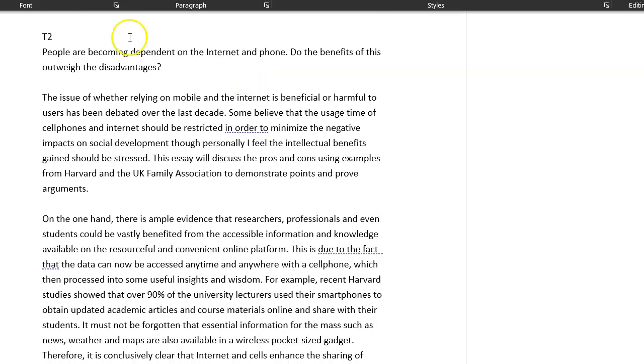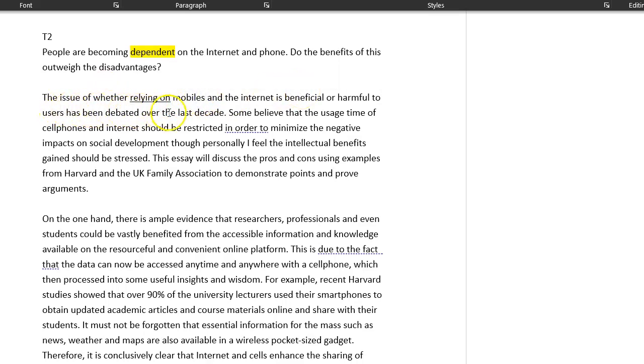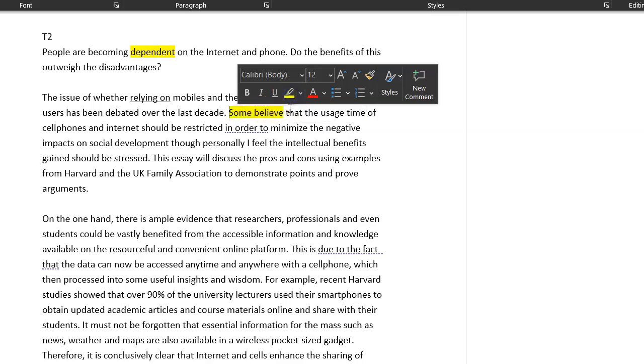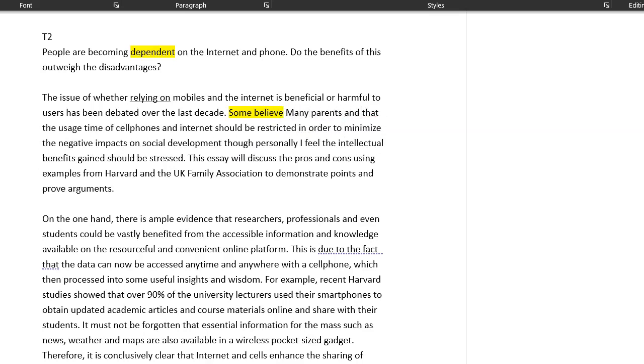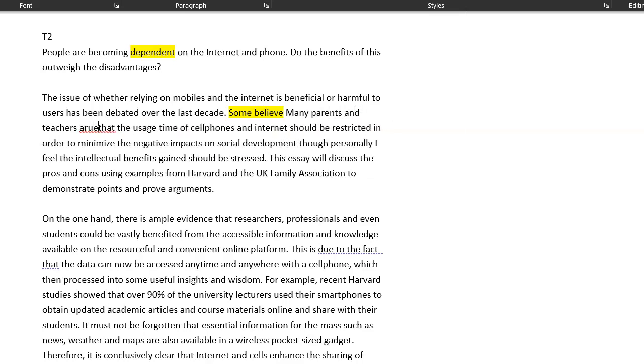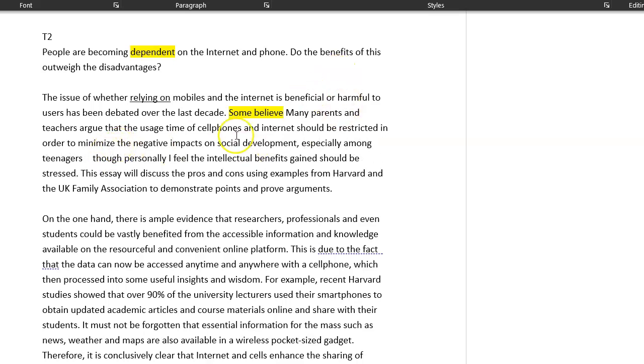So the most important word in this essay is this one, "dependent". We need to understand this exactly, and you've got this, "relying on". So well done, very nice. "The issue of whether relying on mobiles and the internet is beneficial or harmful to users has been debated over the last decade." Good. "Some believe." Now, who might these people be? I really think it's a good idea to put in the people. So "many parents and teachers argue that usage time should be restricted in order to minimize the negative impacts on social development, especially among teenagers." Maybe if you've got this thing about parents, okay? So you'll get extra marks for this. It's just vocabulary basically, isn't it?